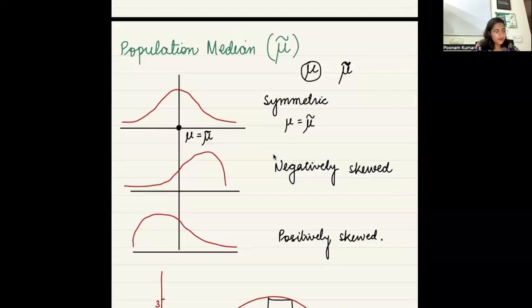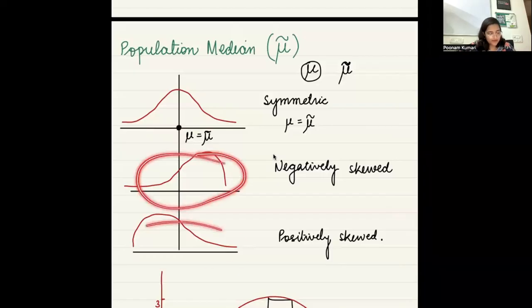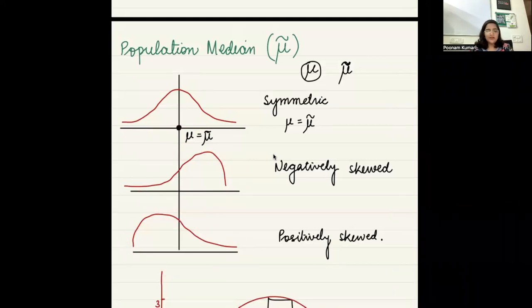All right, now you tell me what the relationship is going to be in this case and in this case. For the second one, negatively skewed, where is the mean and where is the median? Is mean greater than median or is mean less than median? That is the question.